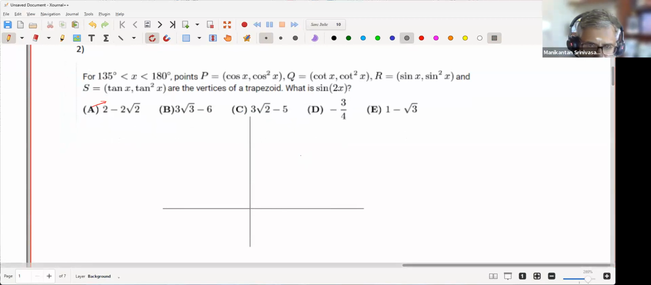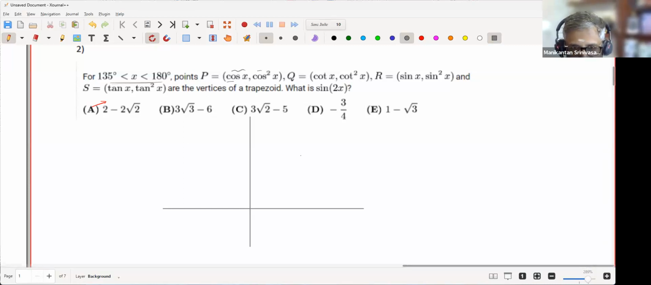So let's approximately find out in which range each of these values will lie. It's in the second quadrant, in the bottom half of the second quadrant, right? So below the 135-degree line and above the 180-degree line. So cos x is negative and cos square x is positive.